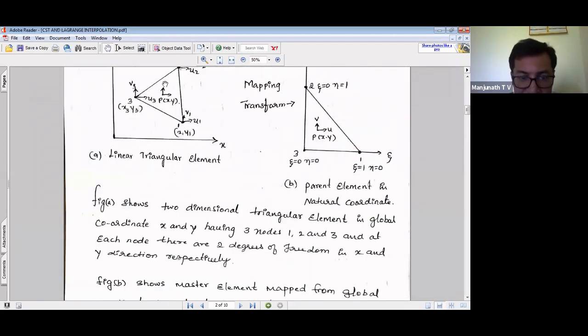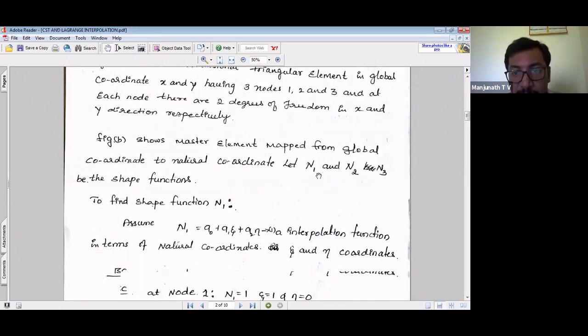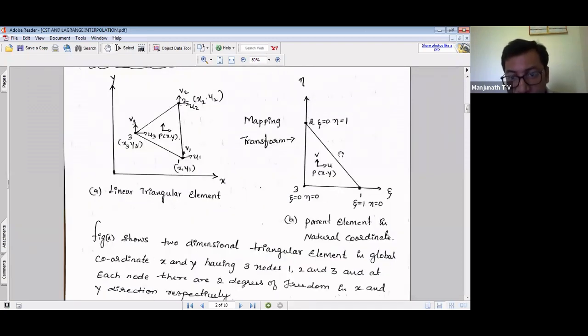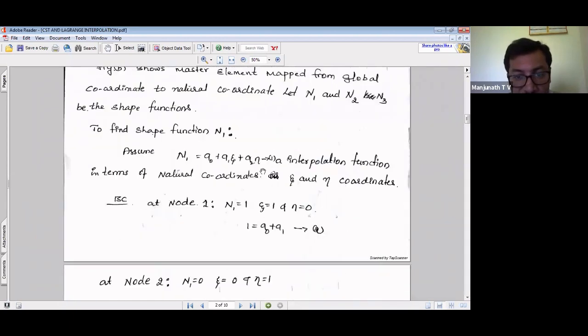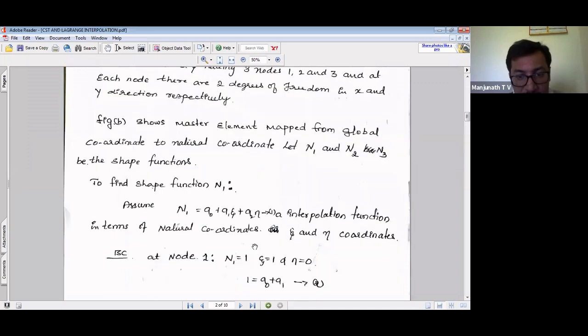Just consider this diagram. By considering the diagram, let us find the shape function n1 first. Assume a polynomial equation in the natural coordinate system. This is a two-dimensional case, because there are 2 degrees of freedom at each node, so it must have 2 terms: zeta in the x direction and neta in the y direction, which gives the shape function for the CST element.